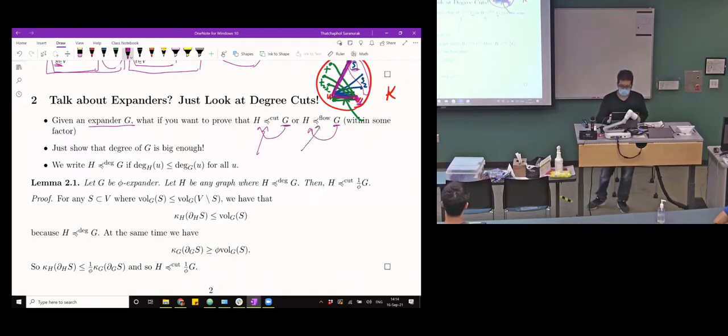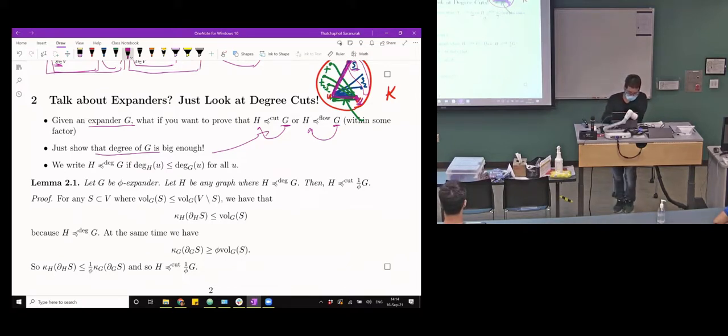How about flow? You need to compute a multi-commodity flow. That is actually easier to do, but still maybe complicated. Turns out that if you are okay with some approximation, then just show that the degree of G is big enough. Then you can conclude something like that. Just look at the degree and you're done for an expander.